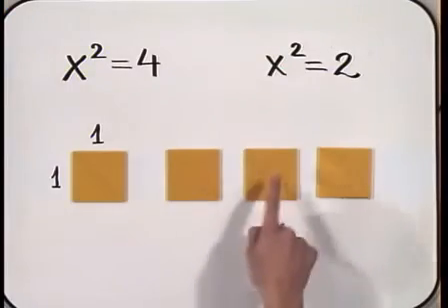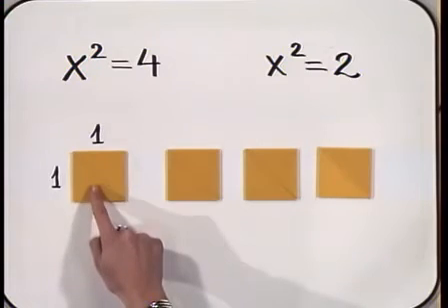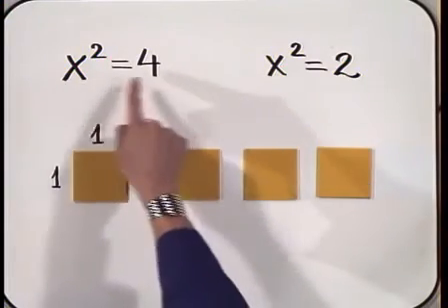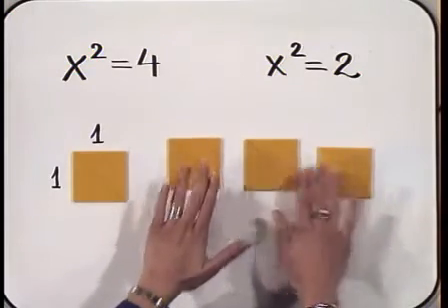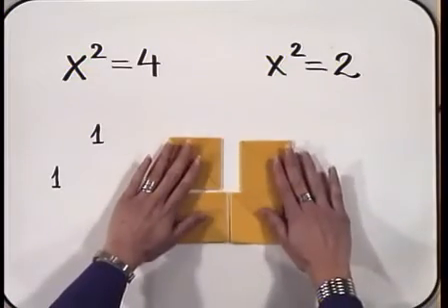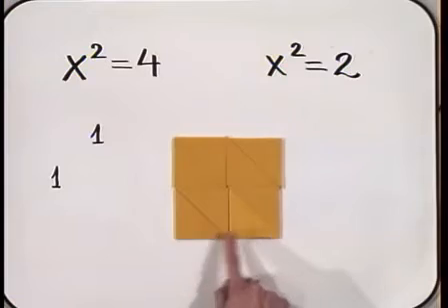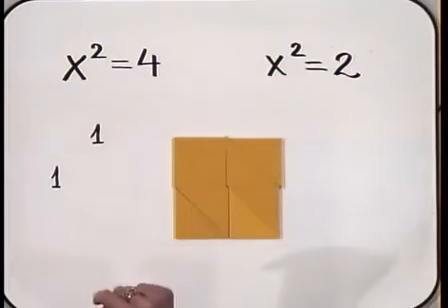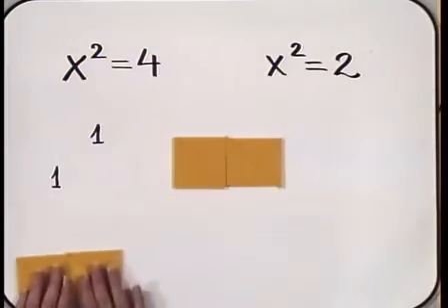Here I have 4 square units. The side of each square is 1, and they're divided into 2 pieces. When the Greeks wanted to know what number squared would give 4, they actually made a square whose area was 4. Putting that together, it gave them a square whose side length was 2, and that's the positive answer to that equation, 2. Now what about a square that gives me 2 square units?